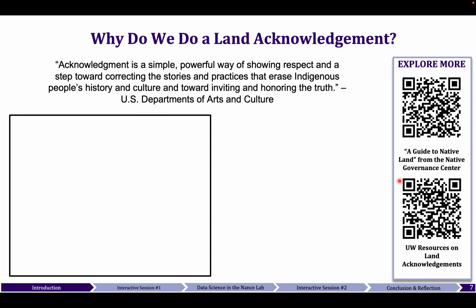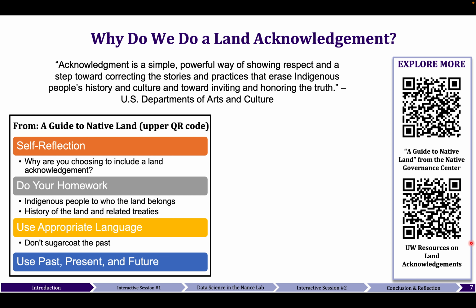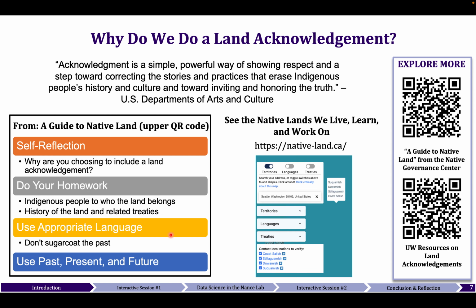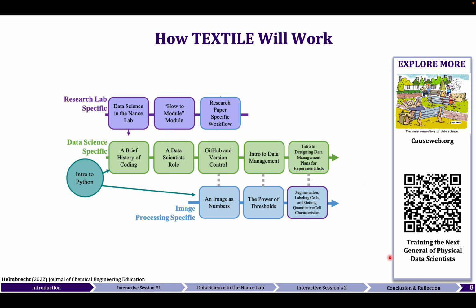QR codes on the right here if you want to learn more about Native land from the Native Governance Center or UW-specific resources on land acknowledgements. From this guide in the upper right corner, you can get great things like a self-reflection on why do you include a land acknowledgement, some places to do your homework about the Indigenous peoples to whom the land belongs, history of land and related treaties, and how to use appropriate language, such as how to use past, present, and future appropriately. If you'd like to see the native lands that you live, learn, and work on, there's this fantastic website that's interactive, and I included the resource here.